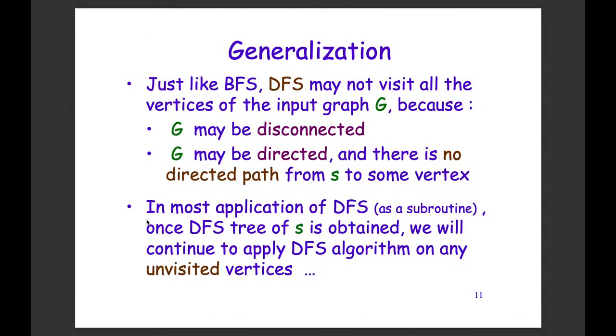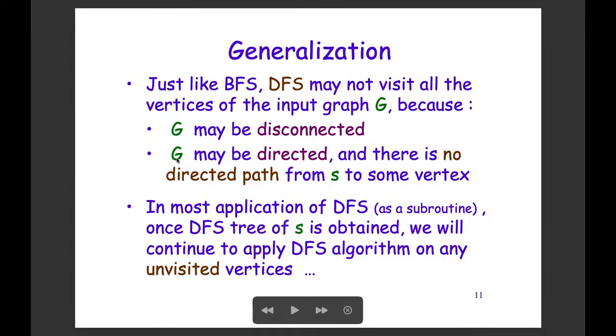Now, BFS or DFS has a problem. It may not visit all the vertices of the input graph for two reasons. The first one is the graph G may be a disconnected graph. So the graph G may have more than one connected component. In such a case, if we start from S, we can only visit those vertices that are reachable from S. All those nodes that are not reachable from S, we will not be visiting them.